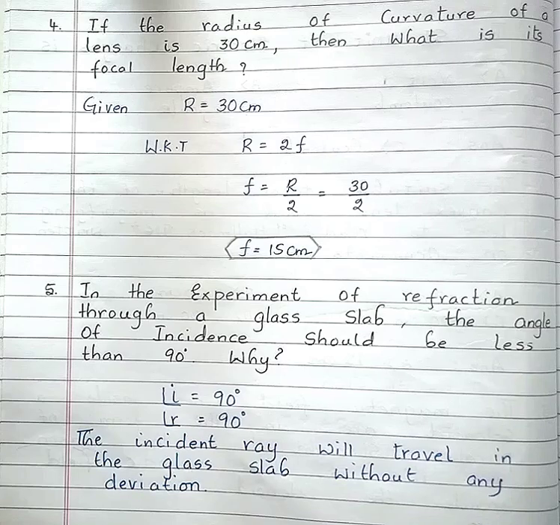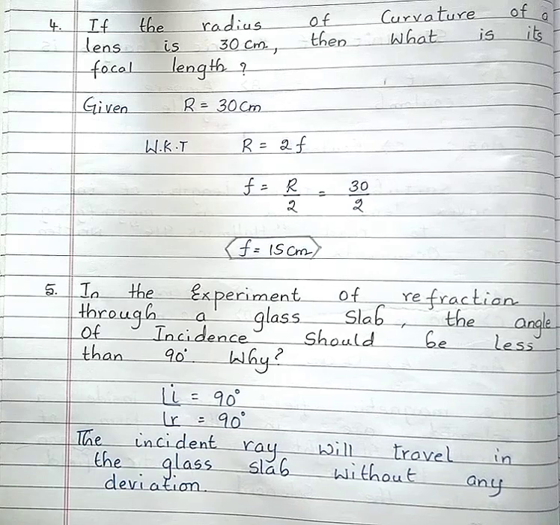Question 4. If the radius of curvature of a lens is 30 cm, then what is its focal length? Answer. Given, the radius of curvature is 30 cm. We know that the radius of curvature is twice the focal length. Now, focal length f is equal to R by 2, which is equal to 30 divided by 2. F, the focal length, is equal to 15 cm.